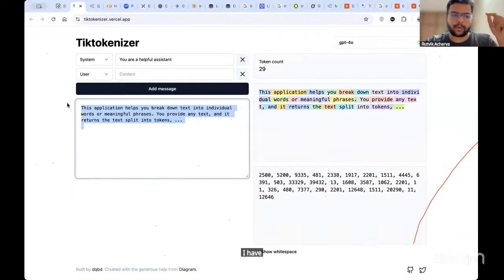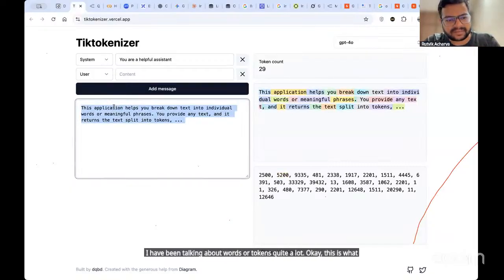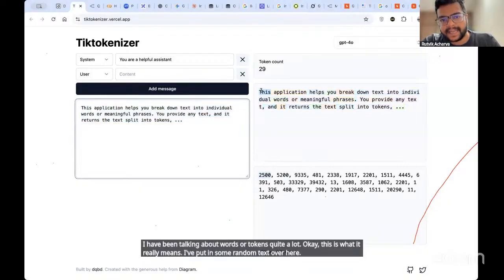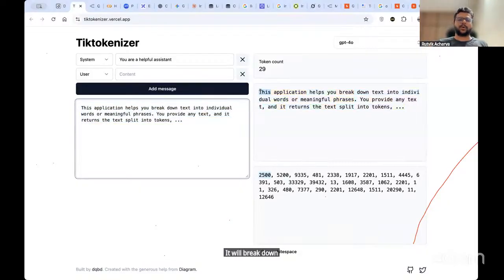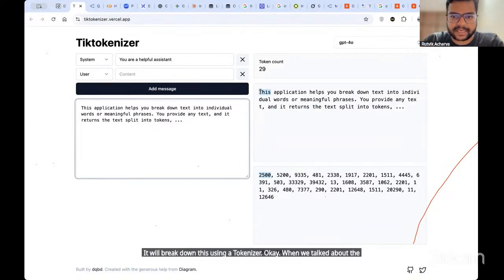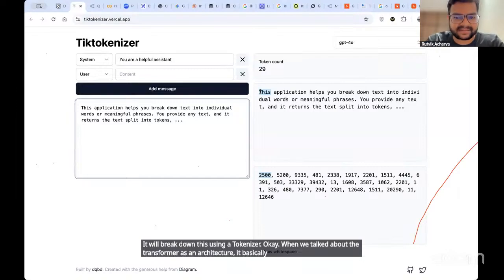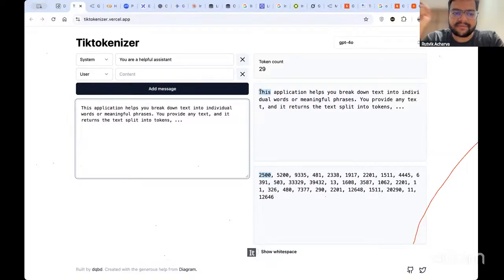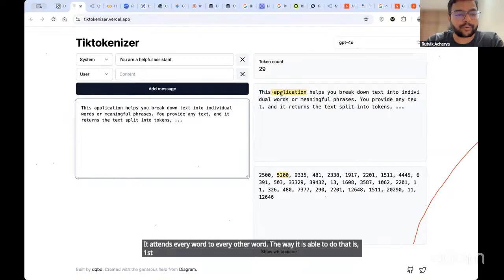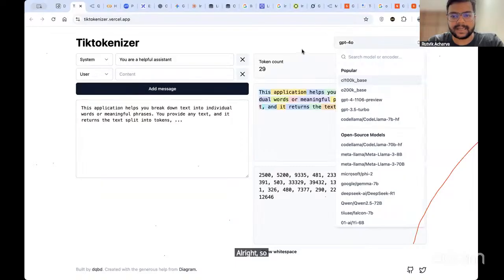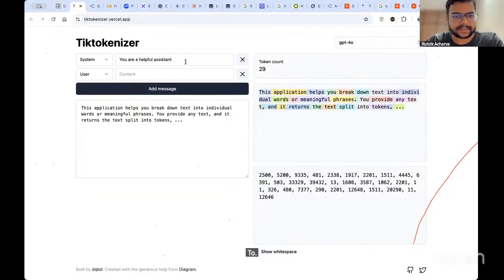I have been talking about words or tokens quite a lot. This is what it really means. I've put in some random text over here. It will break this down using a tokenizer. When we talked about the transformer as an architecture, it basically parallelizes everything. What do I mean by that? It attends every word to every other word. The way it is able to do that is first it will have to break these words. So this is basically a tokenizer that will break stuff.